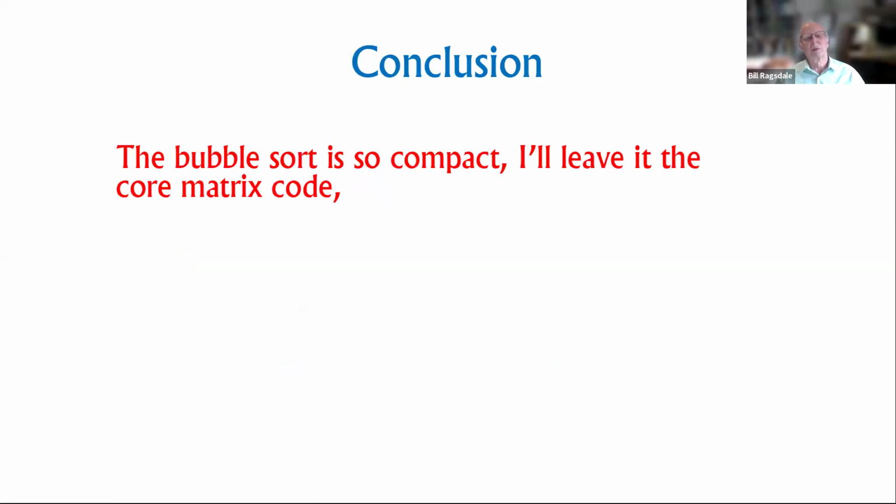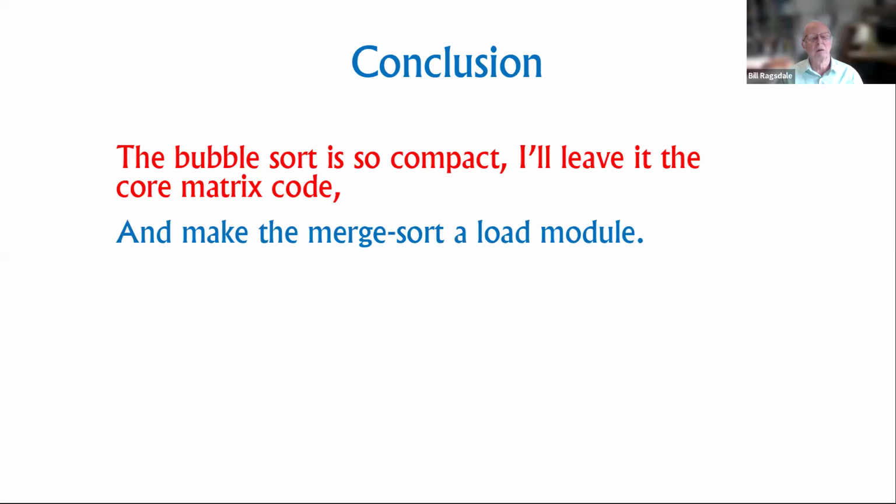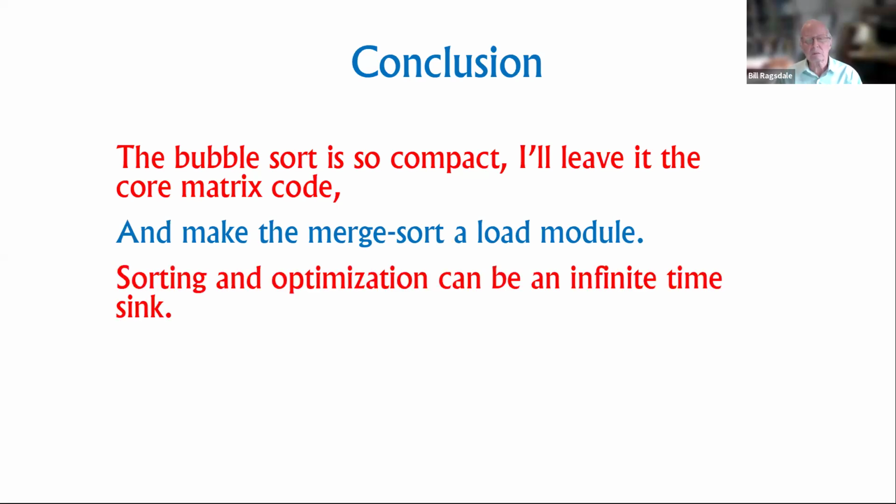So to wrap it all up, I will say that the bubble sort is compact. It's only 20 lines of code or so. So I'm going to leave it in my matrix code base application, but I'll make the merge sort a load module. The merge sort came out to about 100, 110 lines of code, and I'll just make it an add-on module to bring when I need it.